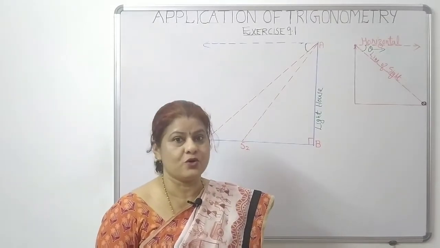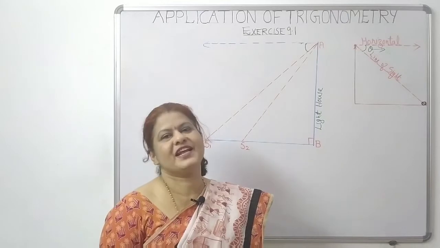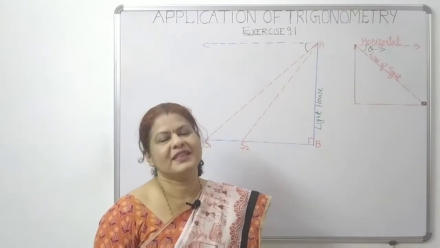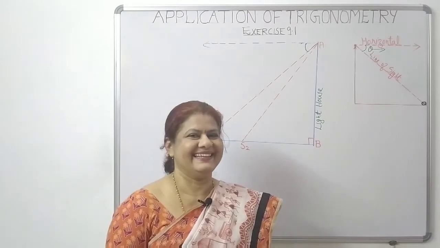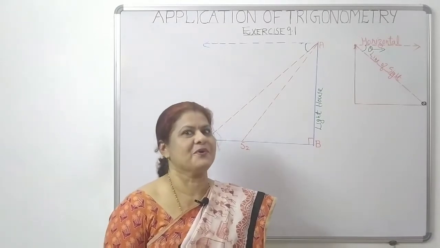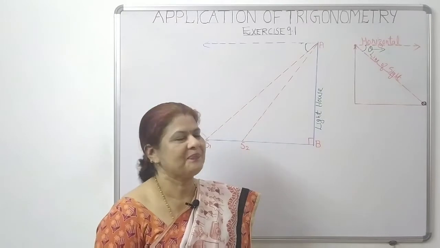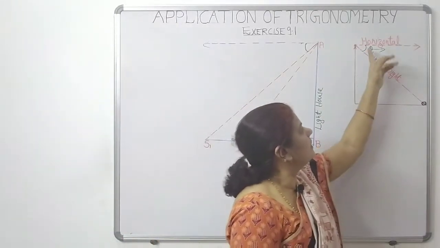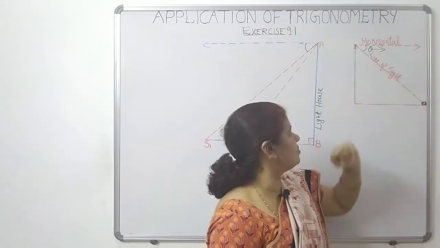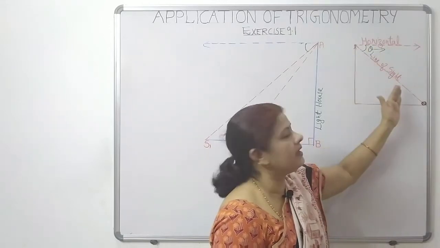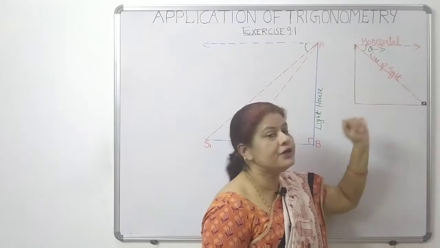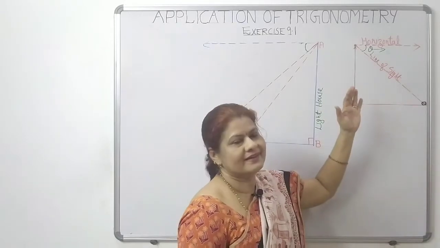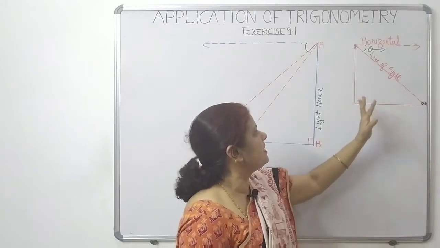അപ്പോൾ കഴിഞ്ഞ എപ്പിസോഡിൽ ആപ്ലിക്കേഷൻ ഓഫ് ട്രിഗ്നോമെട്രി അതിൻ്റെ ഒരു വേർഡ് പ്രോബ്ലമായിരുന്നു നമ്മൾ ഡിസ്കസ് ചെയ്തത്. അപ്പോൾ ഇന്ന് മറ്റൊരു പ്രോബ്ലം നമുക്ക് ഡിസ്കസ് ചെയ്യാം. കഴിഞ്ഞ എപ്പിസോഡിൽ ഹൊറിസോണ്ടൽ, വാട്ട് ഈസ് ഹൊറിസോണ്ടൽ ആൻഡ് വാട്ട് ഡു യു മീൻ ബൈ ലൈൻ ഓഫ് സൈറ്റ്, ഇത് രണ്ടും ഞാൻ എക്സ്പ്ലെയിൻ ചെയ്തിട്ടുണ്ടായിരുന്നു. ഓക്കെ, ഒരു പ്രാവശ്യം കൂടി പറയാം.